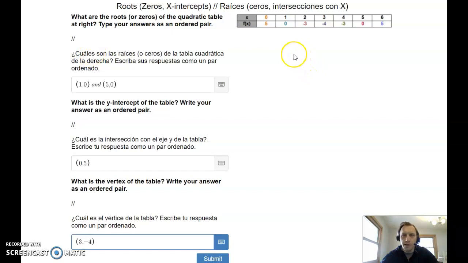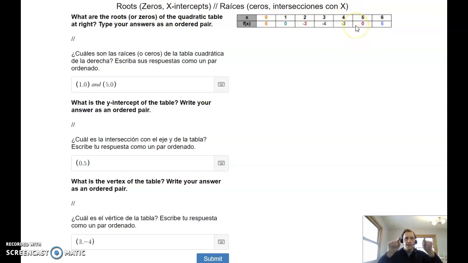All right, so did you pause your way through this and try it out? I hope so. So remember, we get our roots when we have 0 as the output value. So when I plug in a 1, I get back a 0, and when I plug in a 5, I get back a 0. So 1, 0, and 5, 0, that's where it crosses the x-axis, our roots.